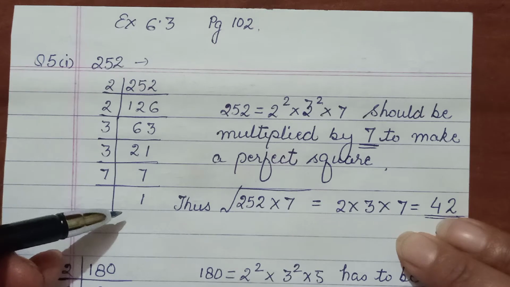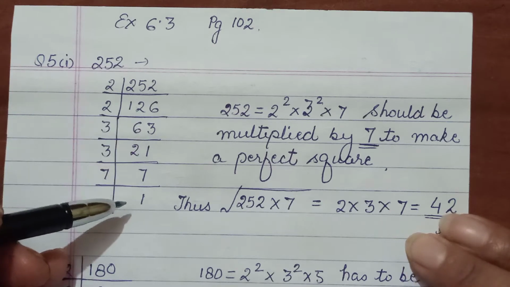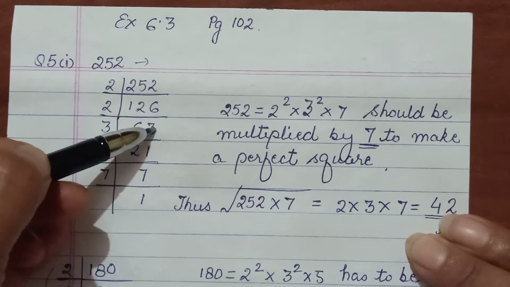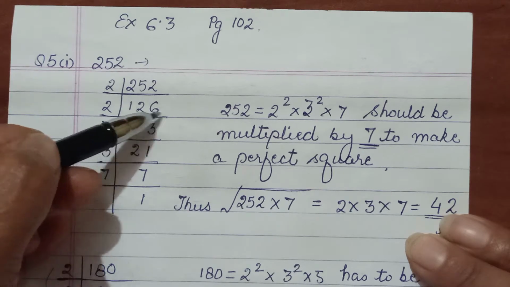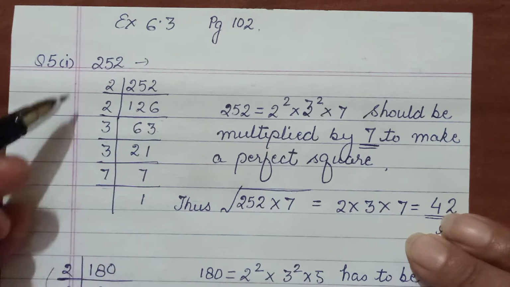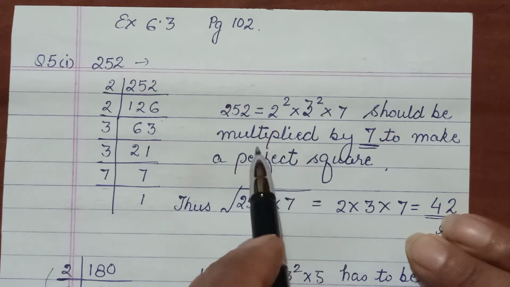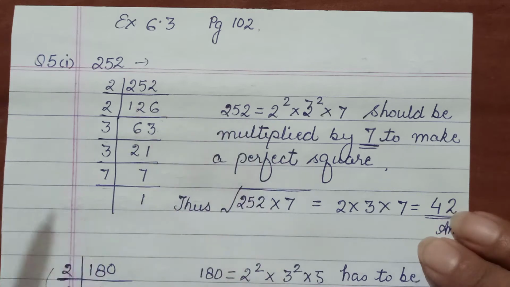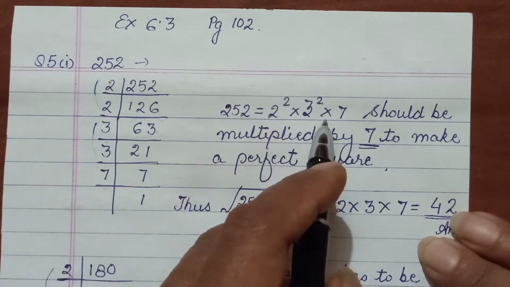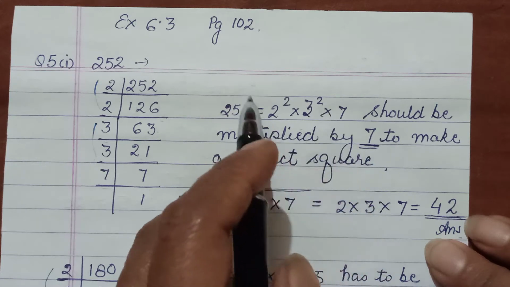Find its prime factors. Okay, by now hopefully all of you know how to find the prime factors. 2 1s are 2, 2 2s are 4, 2 6s are 12, 3s are 6. Then this one is divisible by 3, 3 2s are 6, 3 1s are 3, 3 7s are 21, 7. So these are all the prime factors. That means the given number 252 can be written as 2 square, 3 square and into a single 7. Now this is not a perfect square.